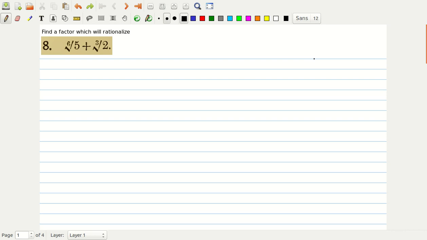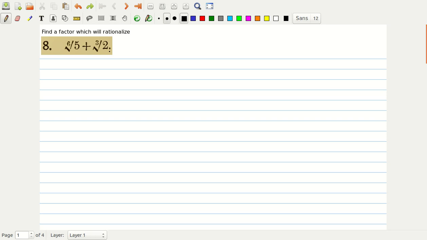Okay, let us look at the second type of problems that you have in the surds chapter of Hall and Knight. These problems are about finding a factor which can rationalize the surd quantity. So for example, you have been given the quantity which is the sixth root of 5 plus the cube root of 2. So we want to find out what should be another quantity which we should multiply this quantity with so that the product is completely rational, right?